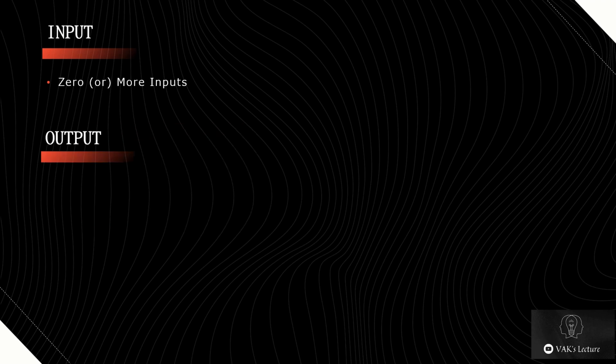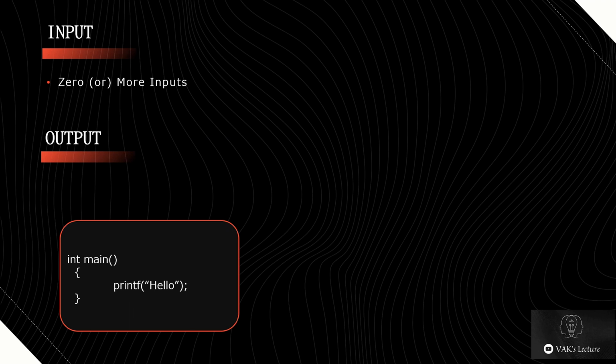Output. If we observe the above example only, by using the printf function, we can display the hello statement on the screen. So this program is having one output. So an algorithm must generate at least one output. Otherwise, there is no use of writing an algorithm. It must generate some result.